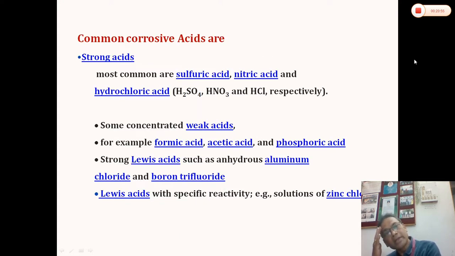Now, common corrosive acids are strong acids: sulfuric acid, nitric acid, hydrochloric acid. Some concentrated weak acids are also corrosive. For example, formic acid, acetic acid, phosphoric acid. These are weak acids, but if you take these acids in high concentration, they are corrosive in nature. Strong Lewis acids such as anhydrous aluminum chloride and boron trifluoride are also corrosive in nature. And Lewis acids with specific reactivity, for example, a solution of zinc chloride, which is a salt but is acidic in nature, also has a corrosive property.